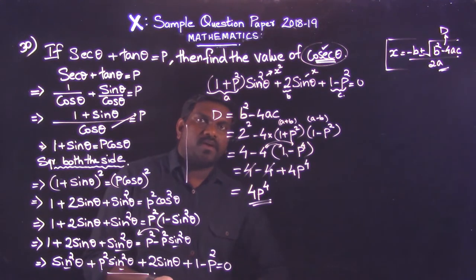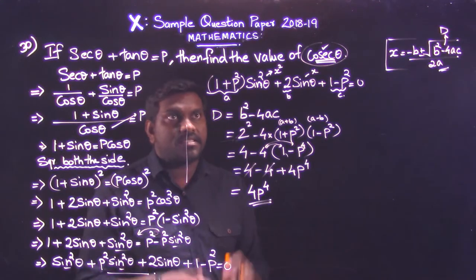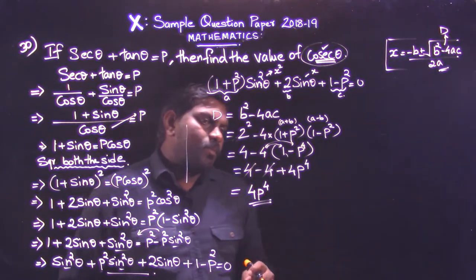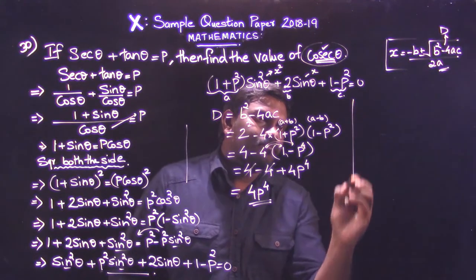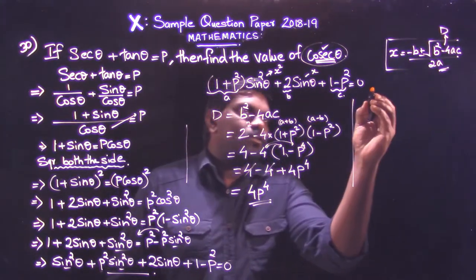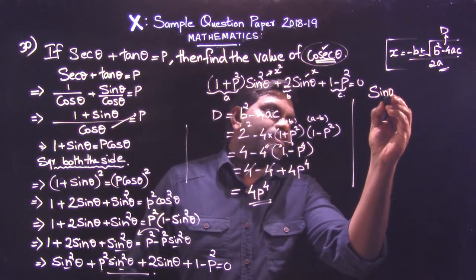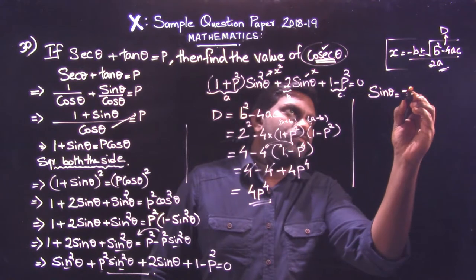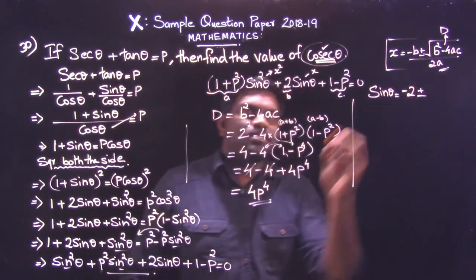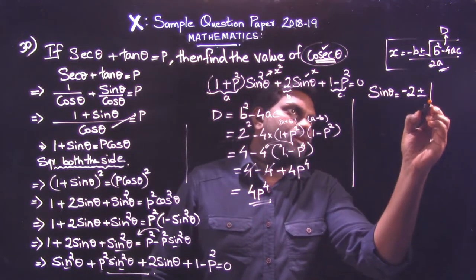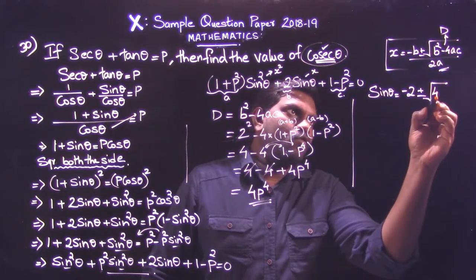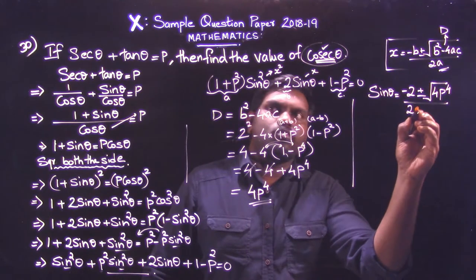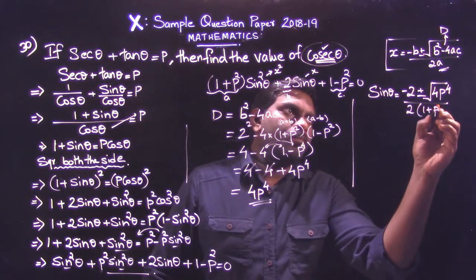Now what we are supposed to find? We are supposed to find the value of sine theta. So to find sine theta, it is minus b, and minus b is minus 2, plus or minus what is inside the root, which I already got and will write inside the root, 4p raised to 4, divided by 2a, which is 2 into 1 plus p square.